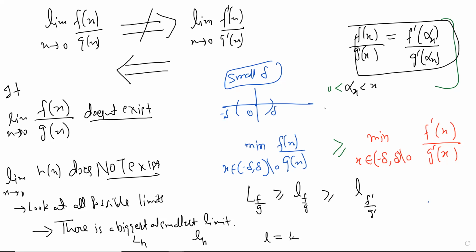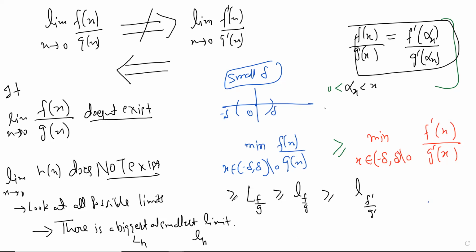Right. So this lim_inf and lim_sup, which are smallest and biggest, they are equal if and only if there is a unique limit, which means when the limit exists. So this will also become a generalization of what we have done of the L'Hopital's rule.